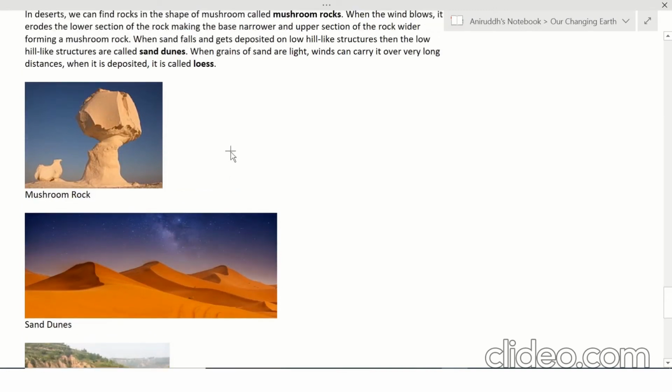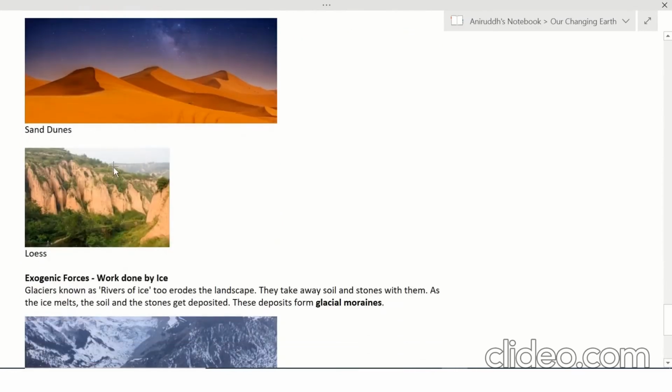When grains of sand are light, winds can carry them over long distances. When it is deposited, it is called loess. This is the picture of loess.